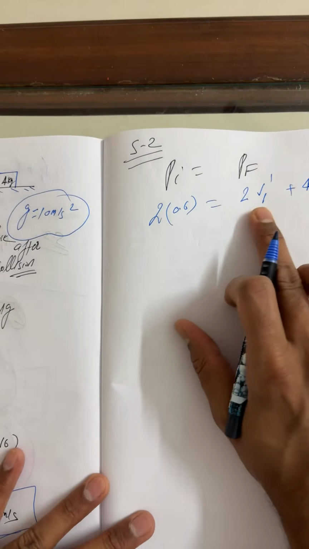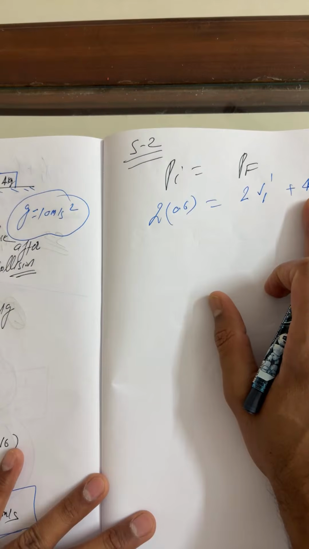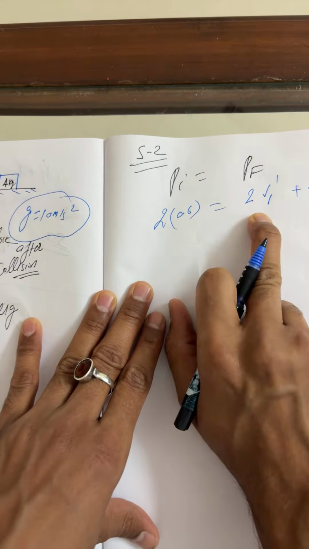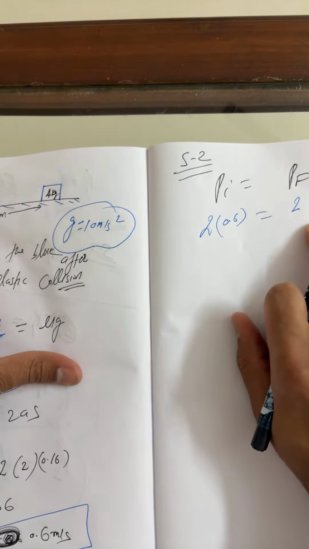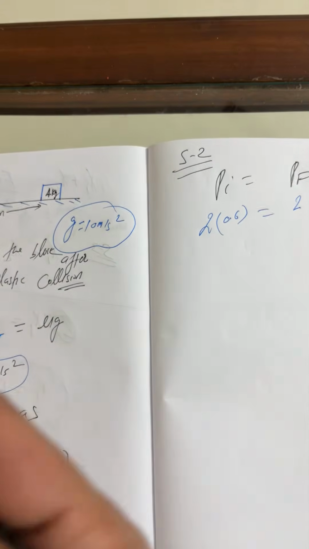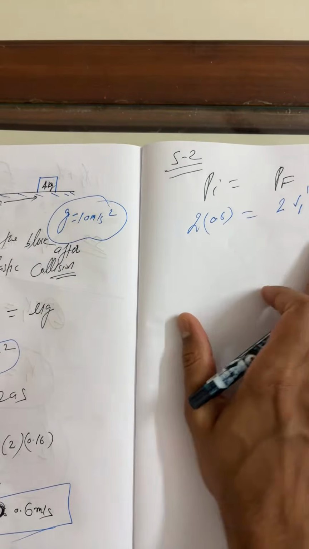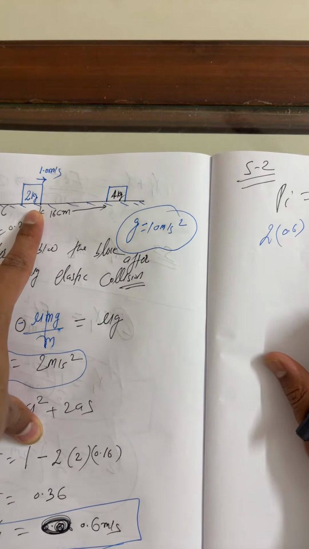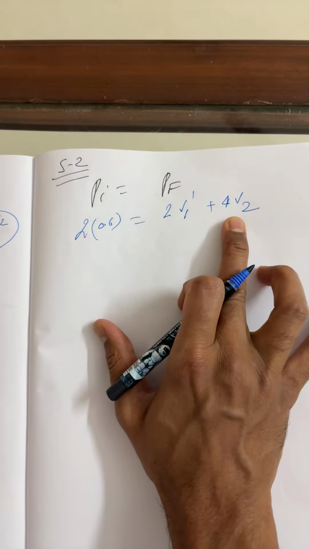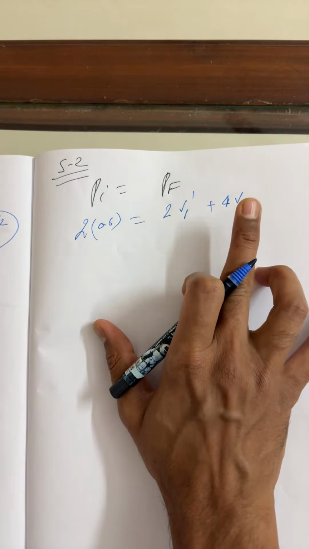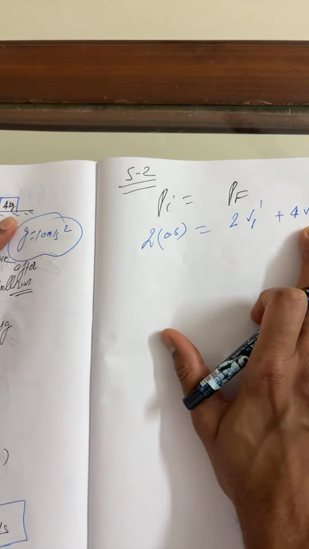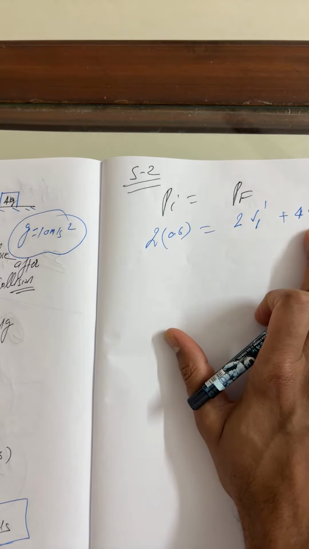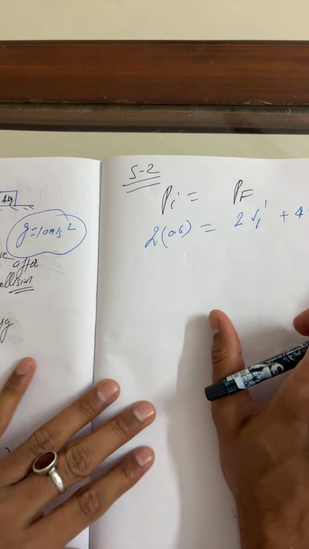Here v1 prime is the velocity of the 2 kilogram block just after collision, and v2 is the velocity of the 4 kilogram block just after collision, right?